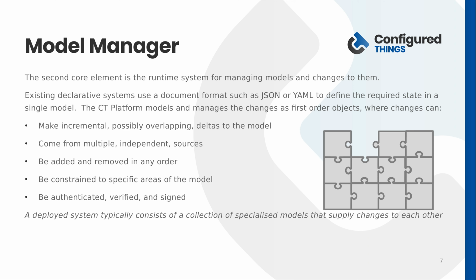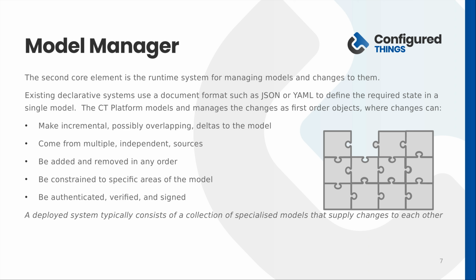The second core element of our platform is the runtime system for managing the models, and in particular managing the changes to them. Other declarative systems out there will typically use a document format like JSON or YAML to describe the required state. They'll let you make changes to that, but the changes themselves are then kind of forgotten. And if you wanted to reverse a change, you have to apply the opposite change to it.